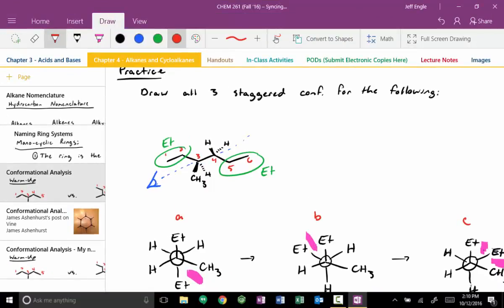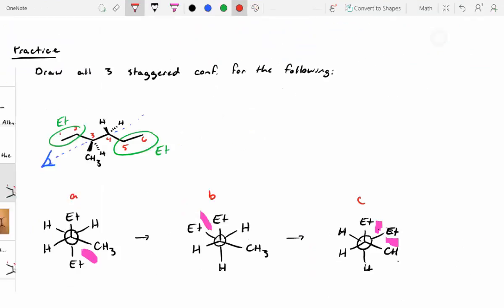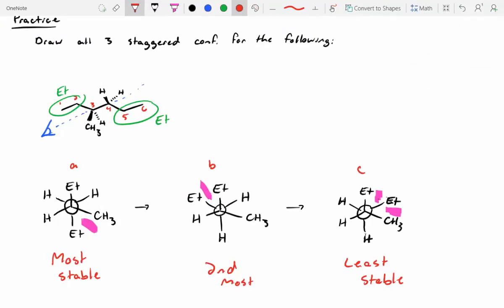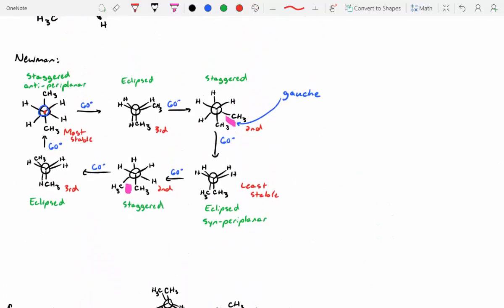I have a question about syn and anti-periplanar. If it was ethane and they're all hydrogens, would every staggered be anti and every eclipsed be syn? That's a good question. So with ethane, the question was, would everything be anti-periplanar? Yes and no. Typically, when you're referring to syn or anti, you're comparing two substituents, usually identical substituents. So if we go back up and look at the case with our Newman projection here, we said staggered anti-periplanar. We were comparing those two methyl groups in the front and back, where syn eclipsed means that they're going to be overlapping.